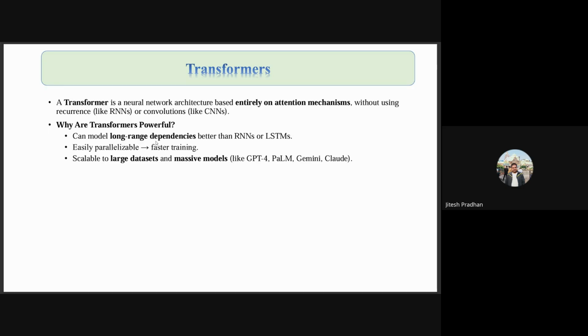Why are transformers powerful? They can model long-range dependency better than RNN and LSTM. They are easily parallelizable, faster training is there, and they are scalable, with large datasets and massive models. GPT, PaLM, Gemini, Claude, these are transformer models.